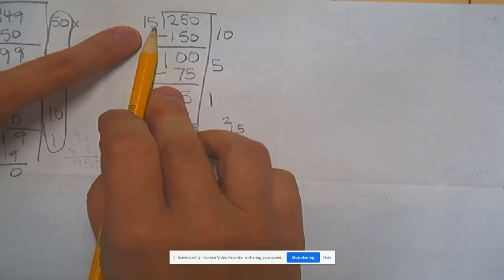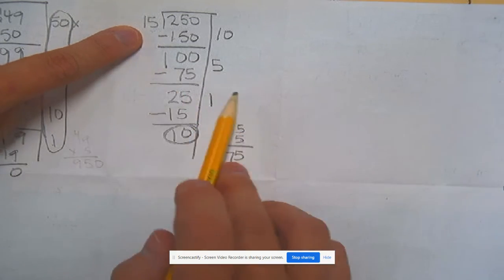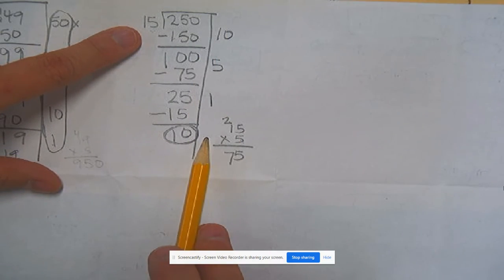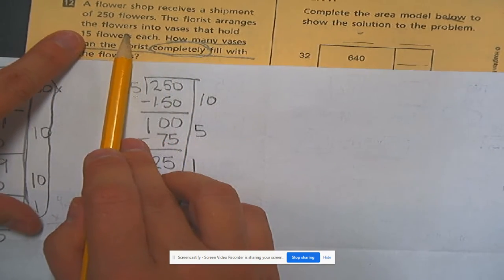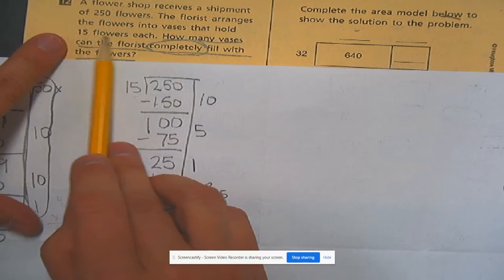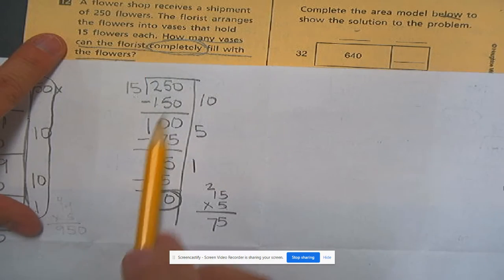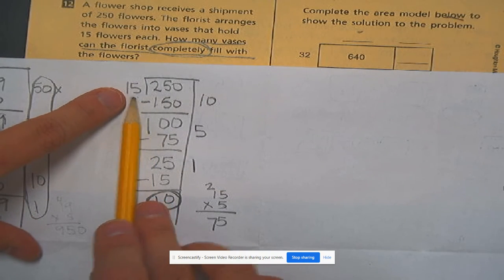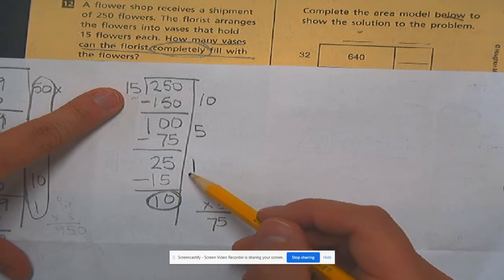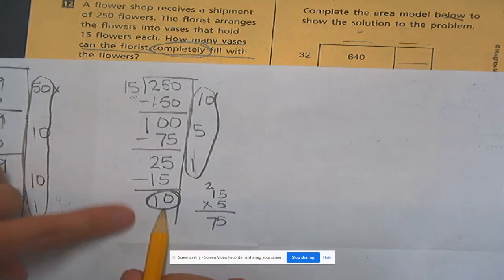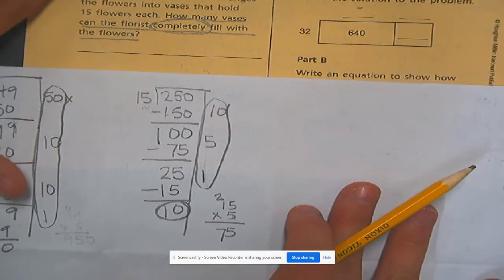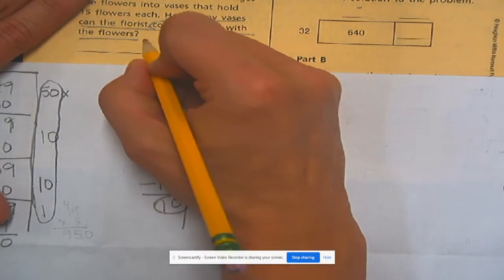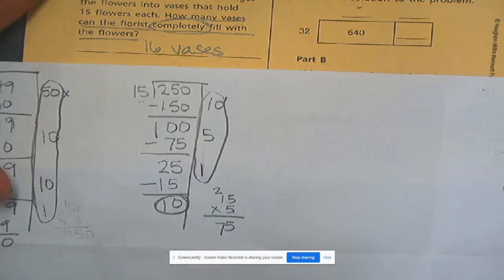Okay, so he put 15 flowers in each vase. How many can he completely fill? Oh, 16. Is it 16? No, let's try again. The florist arranges the flowers in vases that hold 15 flowers each. Okay, so each of the vases can hold 15 flowers. How many vases does he have that has 15 flowers in it? 16. Then he has these 10 left over, right? And he makes another vase of flowers. No, he needs 15. So it asks, how many vases can the florist completely fill with flowers? 16 what? Vases. Good.